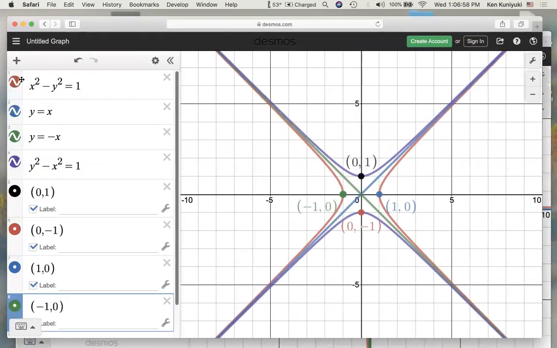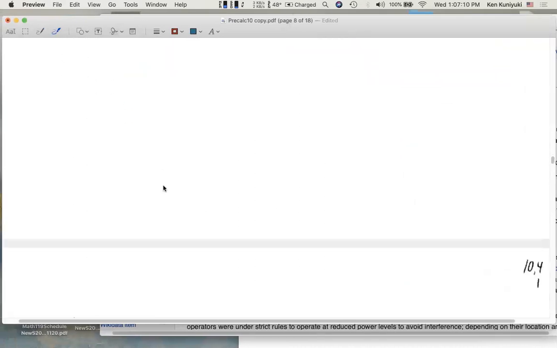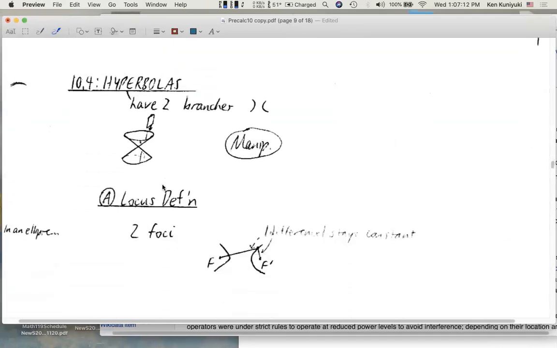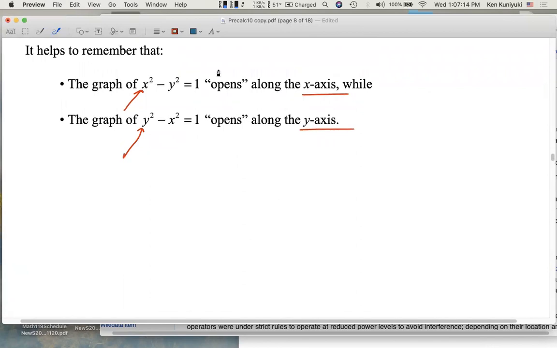Again, flashing, here's x squared minus y squared equals 1, horizontal, opens along the x-axis. Here's y squared minus x squared equals 1, in purple, opens along the y-axis, vertical. I'm now going to look at more general notes on hyperbolas. This is optional beyond this stuff over here.